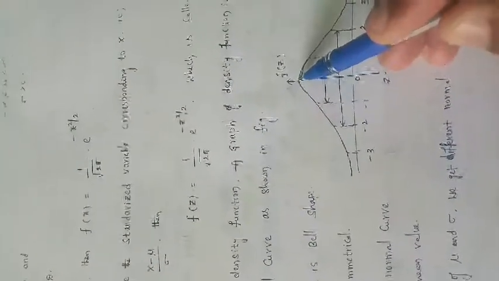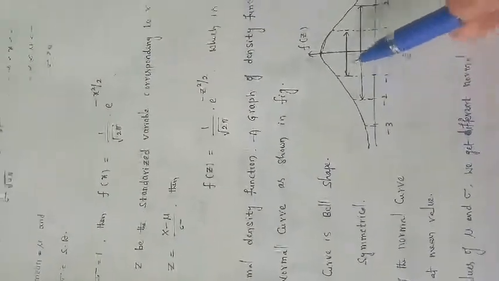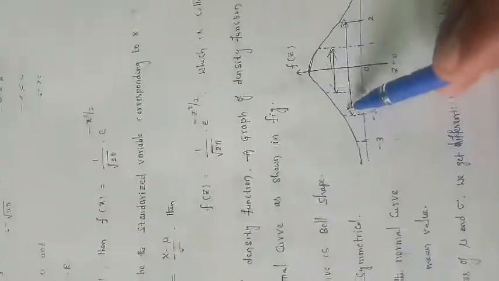Then see the graph of the standard normal density function. It is in the shape of a bell. This curve is bell shaped. The curve is symmetrical. The height of the normal curve is maximum at the mean. Here the x-axis is z and the y-axis value is f of z. When you consider z value 0, the f of z value is maximum. Taking z values 1 and minus 1, this is the area between 1 and minus 1. This is the area between 2 and minus 2, like that.